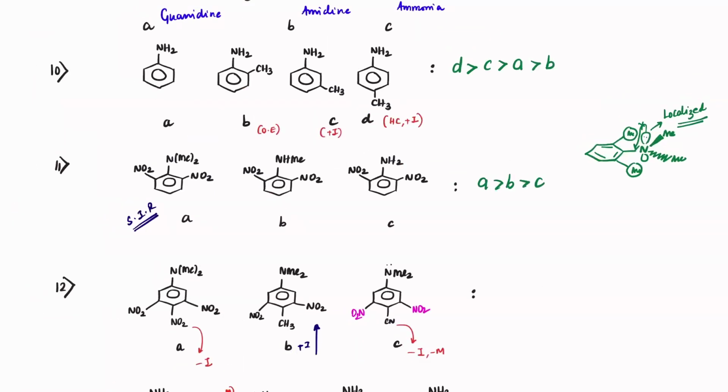Okay. Next, same thing. Here also SIR will help when you have NO2, NO2 and NO2. This NO2 will go out of the plane, so only minus I will act. And here in CH3, the plus I is acting. And here with cyanide, it is different because cyanide is linear. It does not have any SIR effect. It will show minus I and also minus M. So that makes B the most basic, then A, then C. This will be the basic character.